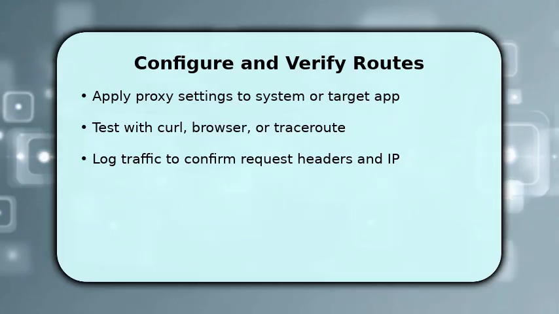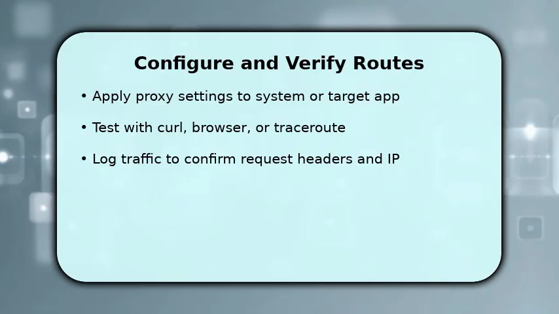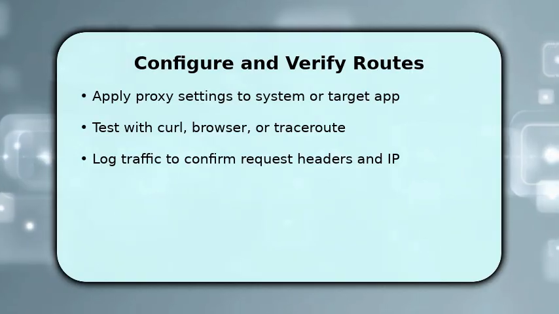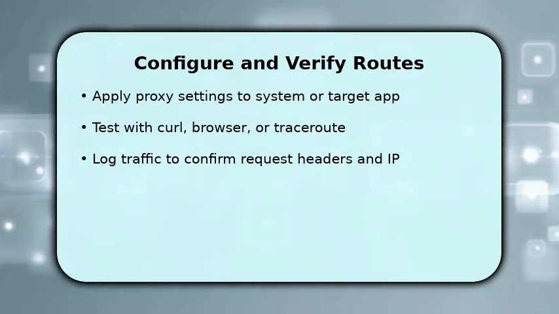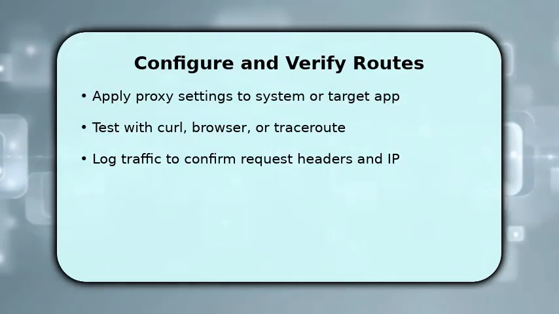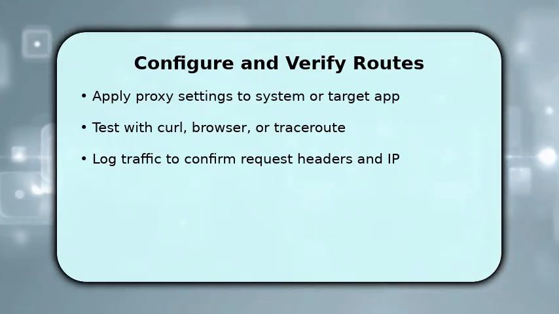Configure proxy at the system level or inside the specific app. System level affects all apps, app level isolates traffic. Use tools like curl or a browser to request an external IP check and run traceroute to inspect hops. Make sure to enable logging or packet capture briefly to confirm headers and source IP are correct.